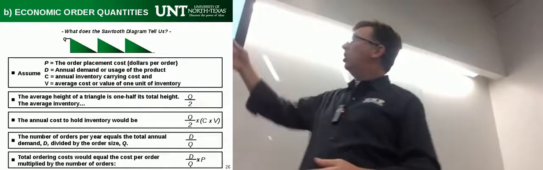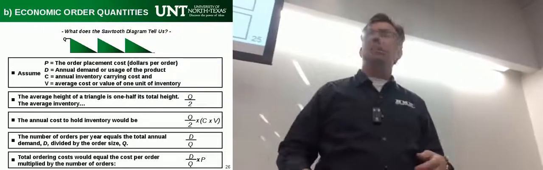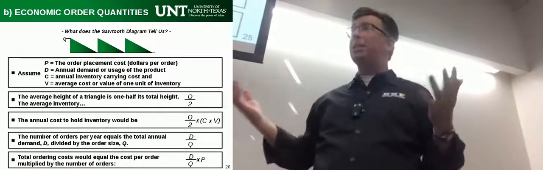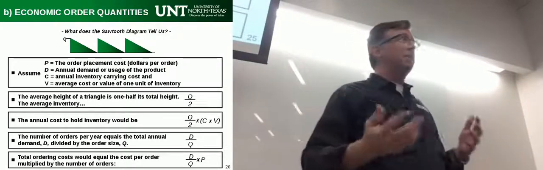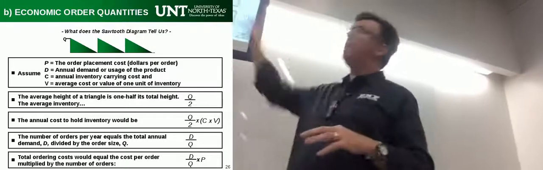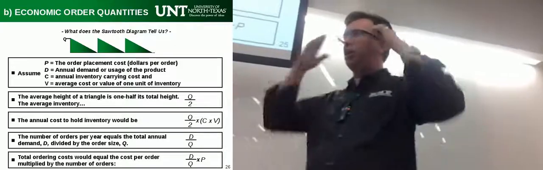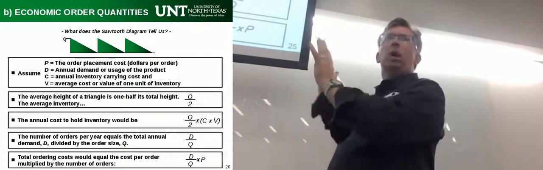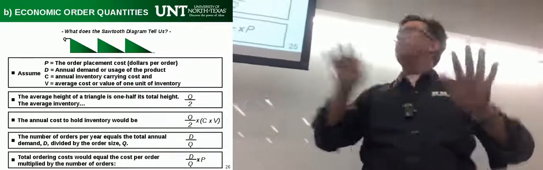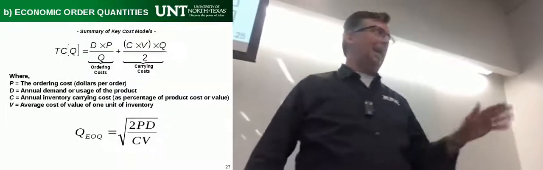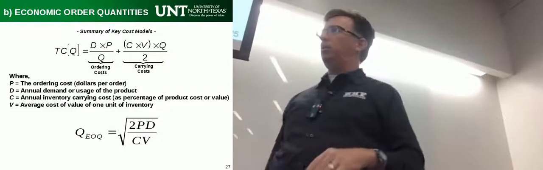The book calls P S. I don't know why. P makes more sense since it's placement. I don't know what S could possibly stand for, but P and C times V will be the variable letters I use in my notes, because I think they're a bit more intuitive. If you're trying to relate my notes to the book, C times V is H, and P is S. That's how you translate between the two.